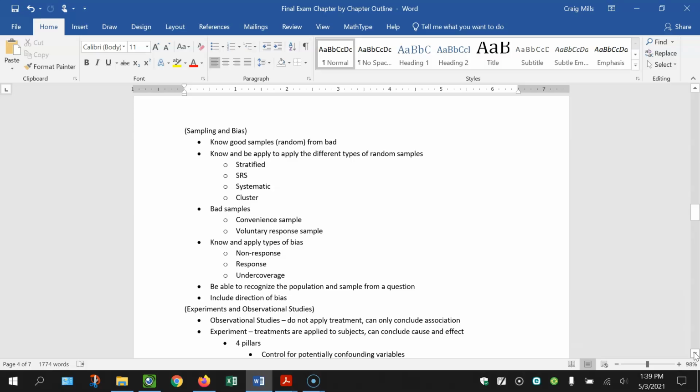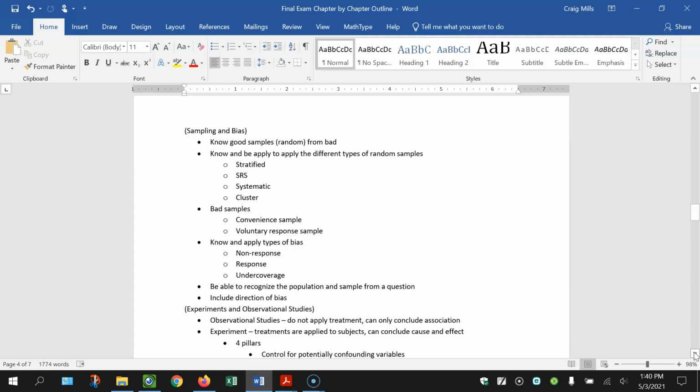Response bias could be wording. The question is worded in such a way that it influences your response. Undercoverage is if your sample is not representative of your population. You're undercovering the group you're trying to analyze.